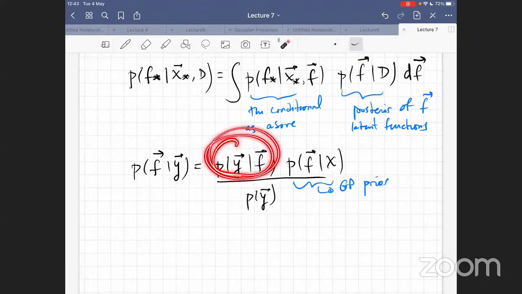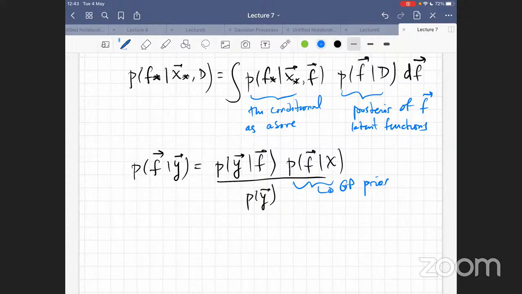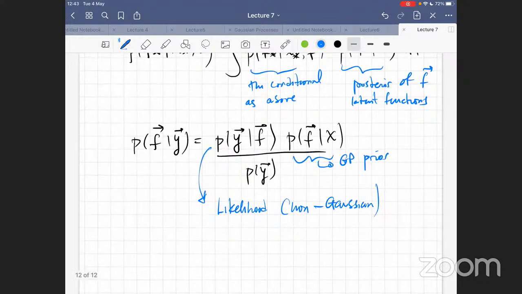This guy here is complicated because it is a non-Gaussian likelihood. This is the likelihood, which is non-Gaussian. We are now dealing with a categorical variable, so we cannot have a Gaussian distribution for it.